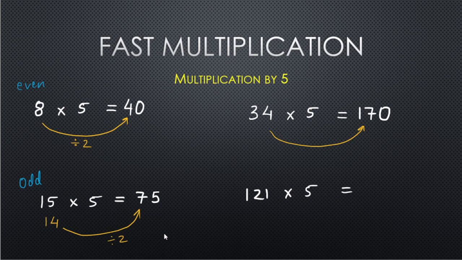That's it. Let's try to use the same thing with this number, which looks a little bit complicated, but we know 120, I cannot go with 121, so I will go with 120, and I will just divide it by 2. Half of 120 is 60, and since it's an odd number, I will put a 5 at the end. Done.